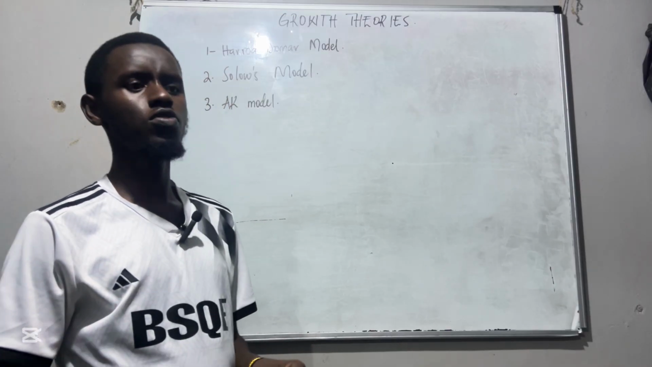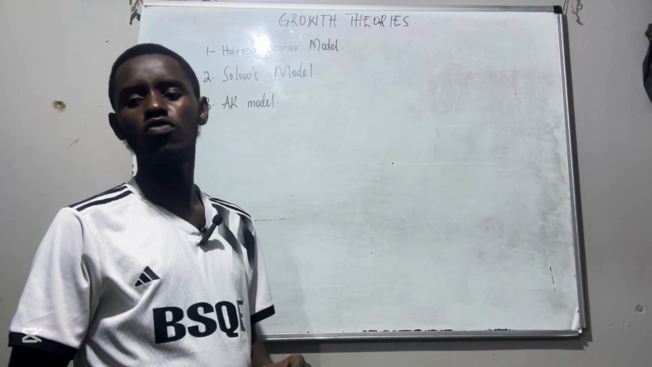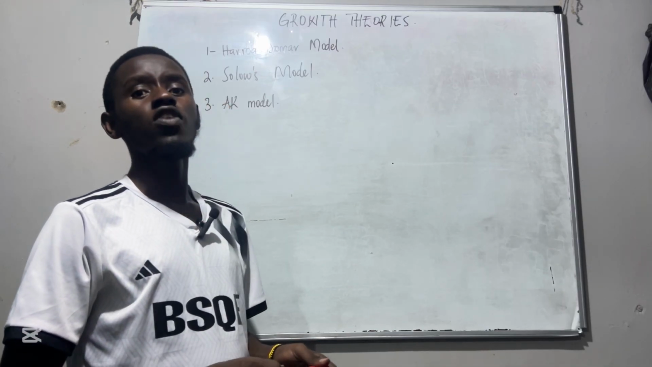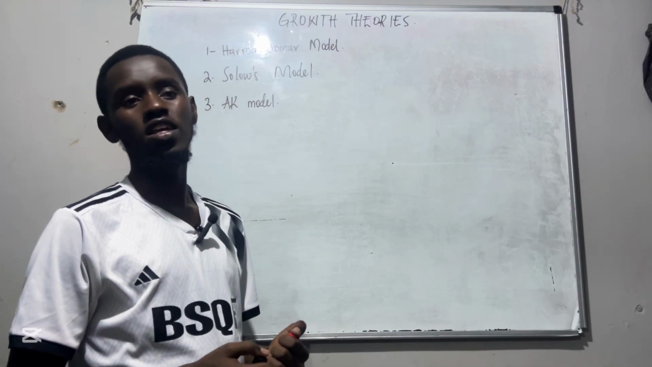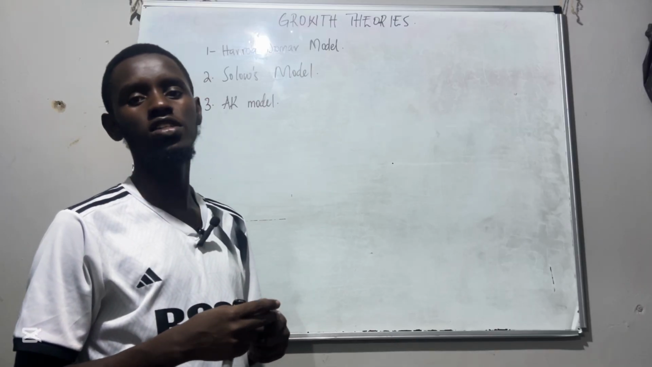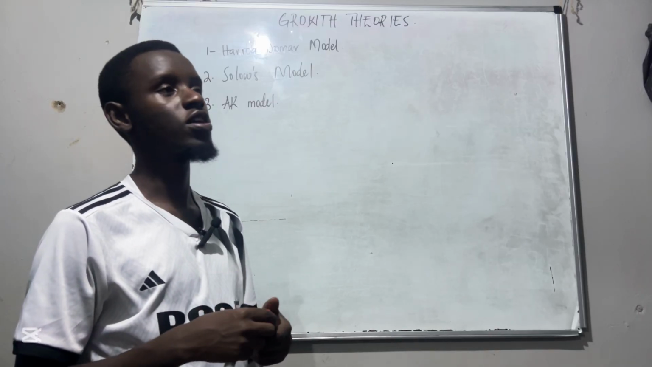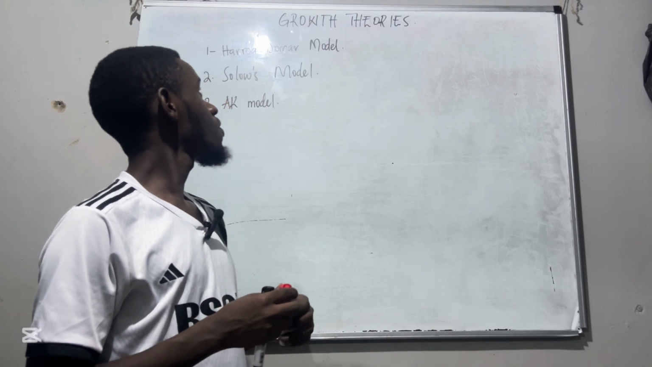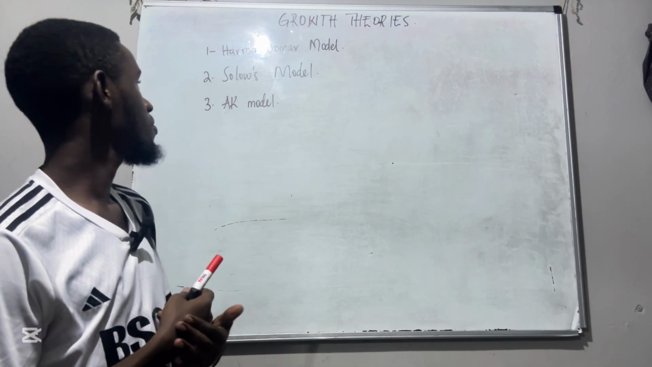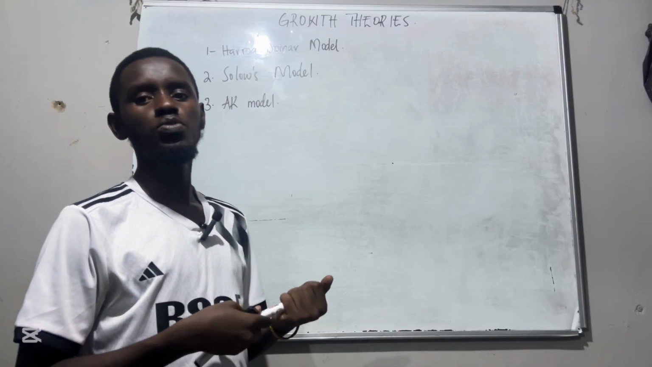Economic growth is the quantitative increase in the volume of goods and services produced in an economy. Therefore, in order for a country to grow, it has to go through some theories that economists came up with, which help us model the economy and then grow it. We have the Harrod-Domar model, the Solow model, and the AK model. We shall be seeing each model at a time.